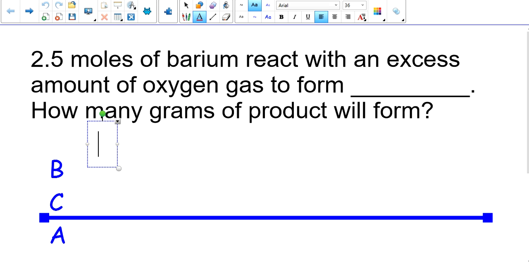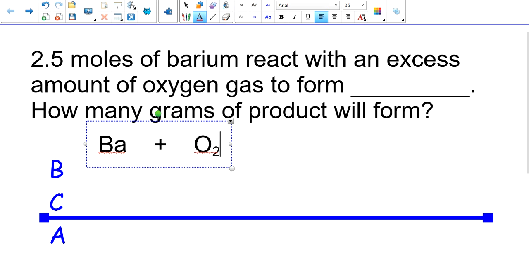And so I know that barium is reacting. I'm reacting that with an excess amount of oxygen gas. Okay, well if that's oxygen gas, I know the formula for oxygen gas is O, but I also know that oxygen gas is diatomic. And so it's just like that. And then I got my arrow.